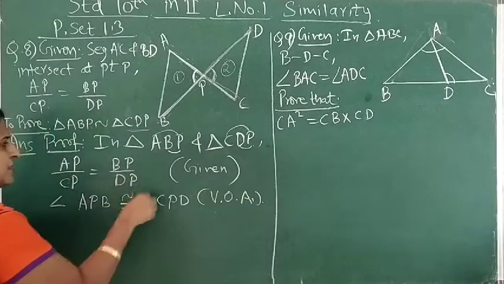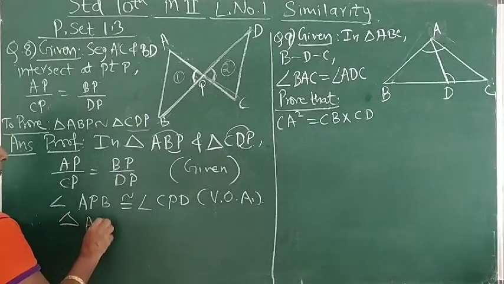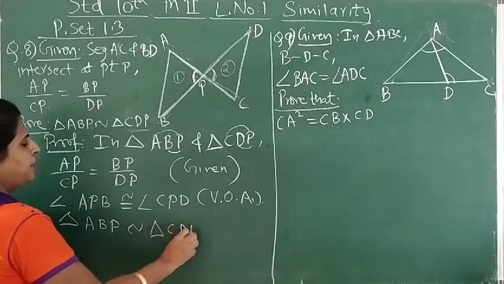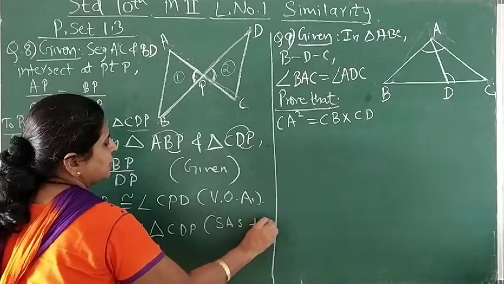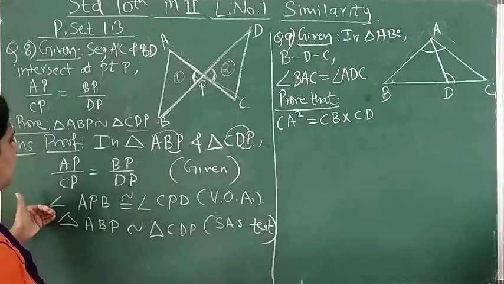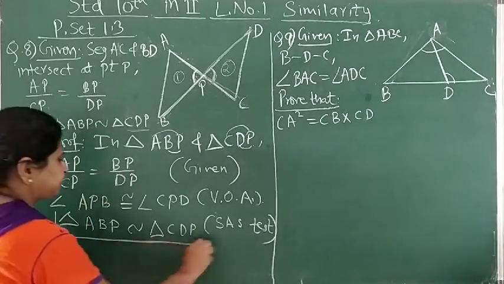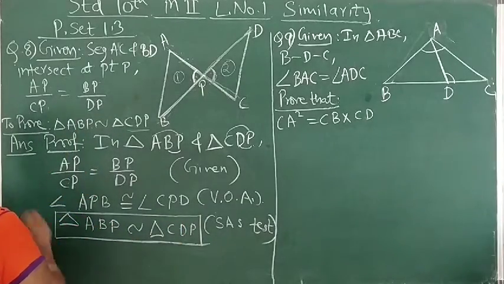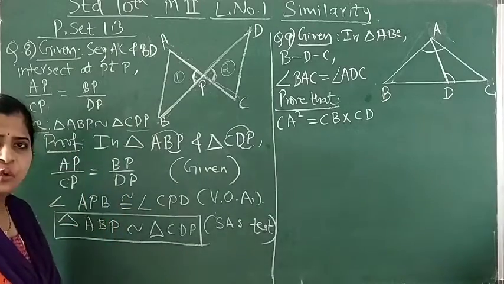Okay. Now using these two statements, we can say triangle ABP is similar to triangle CDP by SAS test. Okay, so this is the test we have to use. So in these three statements you have got your answer, and hence it is proved. Okay, this is your answer statement. So this was a very easy sum. It can be asked for 2 marks.